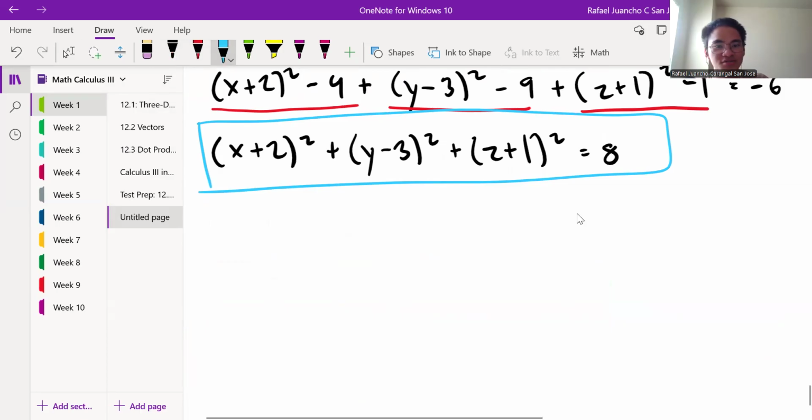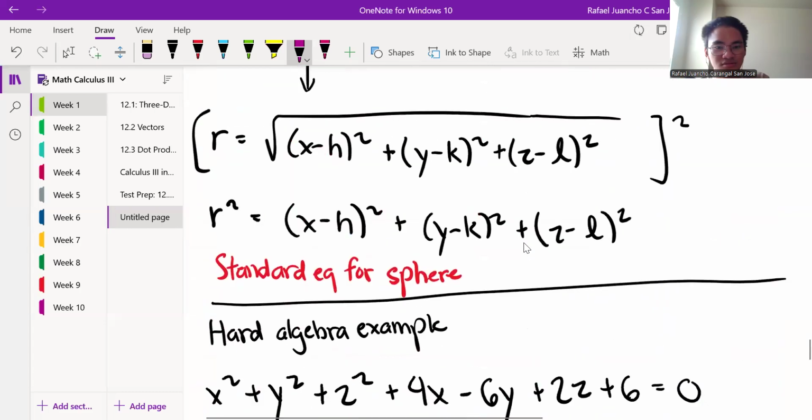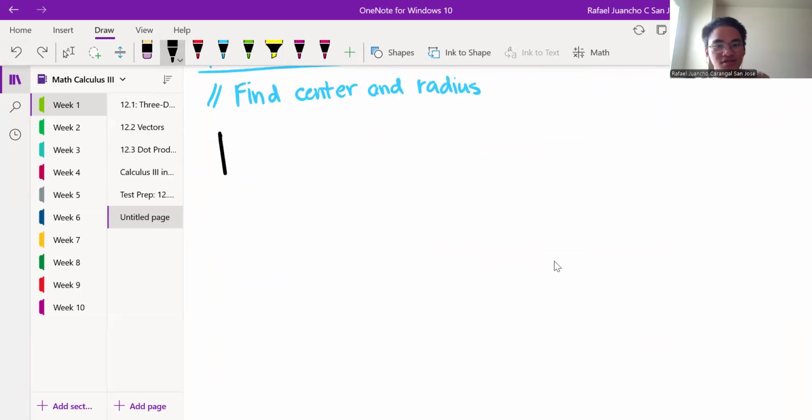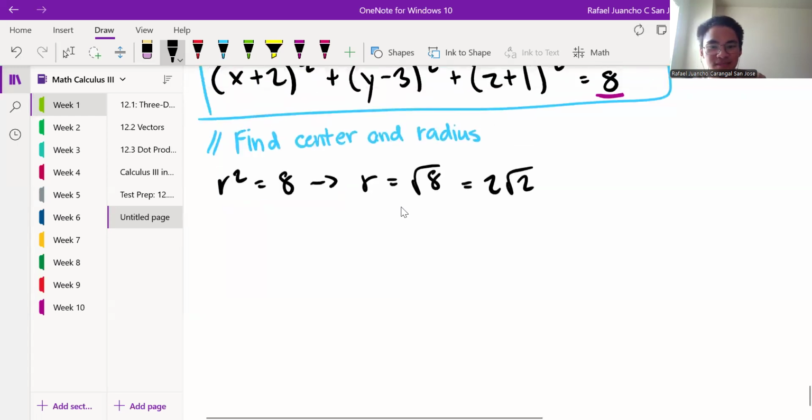Now, how do we find the radius and the center? Well, for the radius, you just look at this thing, right? From earlier, r squared. Now we want to find the r. So we're saying r squared is 8. So r is the square root of 8. That's it. Or, if you want to make it cleaner, it's 2 square root 2.